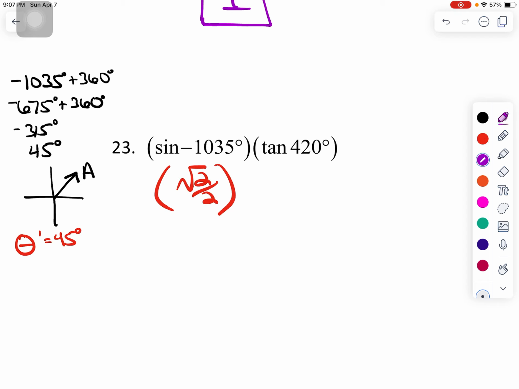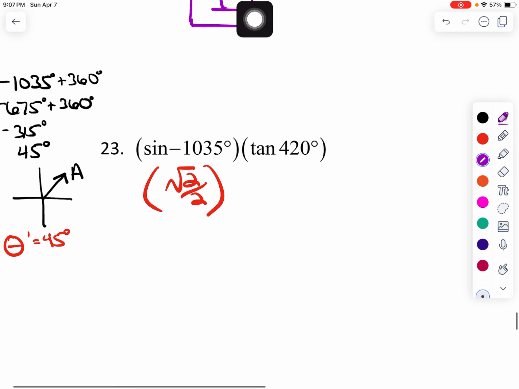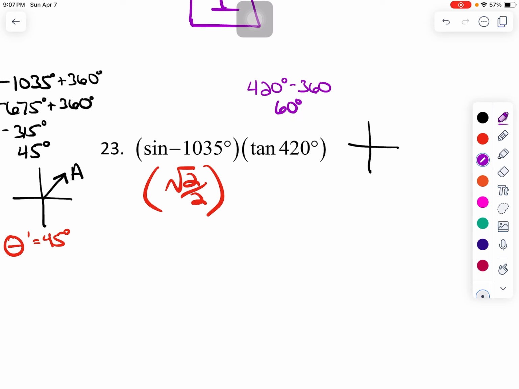Now I want to do the same thing in this case for tangent of 420. So where is 420? I'm not exactly sure, but I can take 420 degrees and I can subtract 360, always using a full rotation. And that's going to be a 60-degree angle, which is still in quadrant 1, so everything is positive. My reference angle is going to be 60 degrees. So what I'm looking for now is the tangent of 60 degrees, and that is root 3.